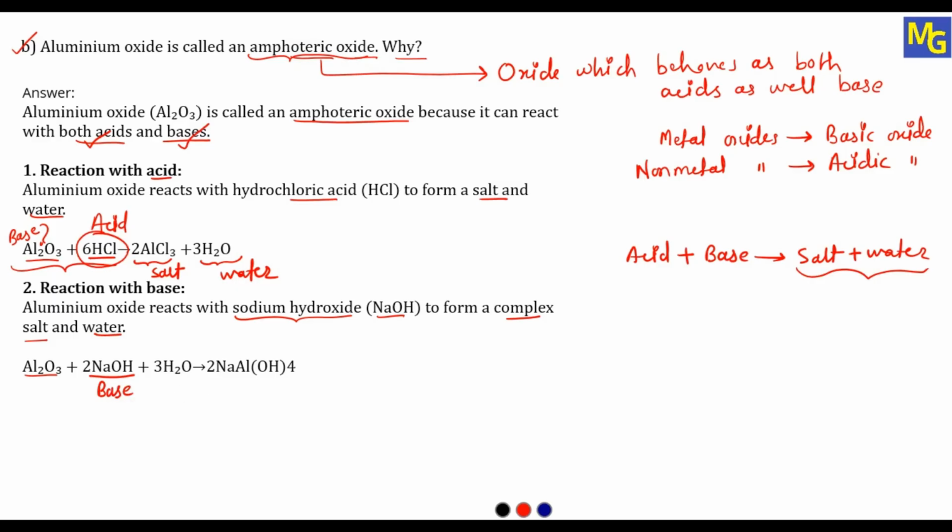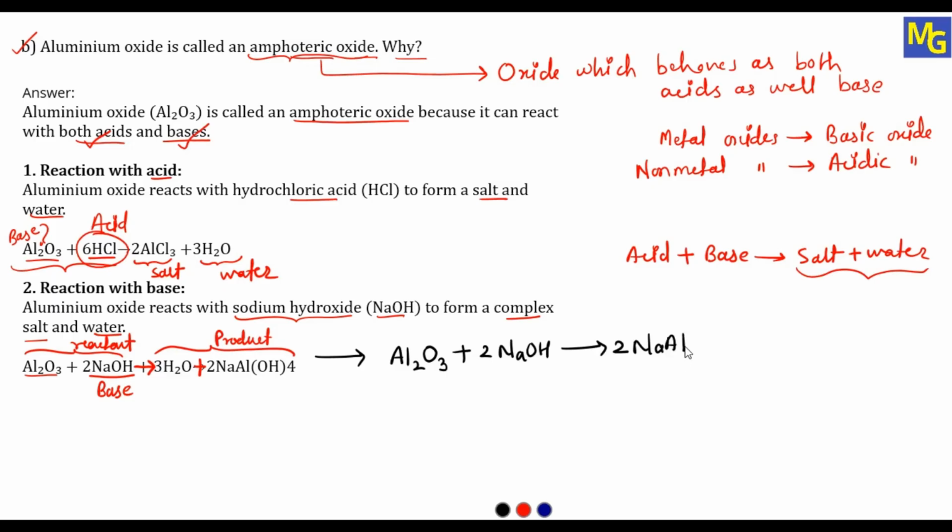Water. And let me correct the reaction. Here there should be an arrow and here it should be a plus sign. So these are all products and these two are reactants. If you want, I'll write the reaction once again. See here, don't get confused because reactions are very important. Al2O3 plus 2NaOH will give 2NaAl(OH)4 and water. So this is water. This is the correct reaction.